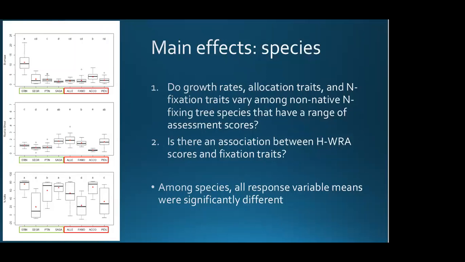So the answer to question 1 is yes. Yes, growth rates, allocation traits, and nitrogen fixation traits do vary among species. However, there does not appear to be an association between assessment scores and fixation. So the answer to question 2 is no.